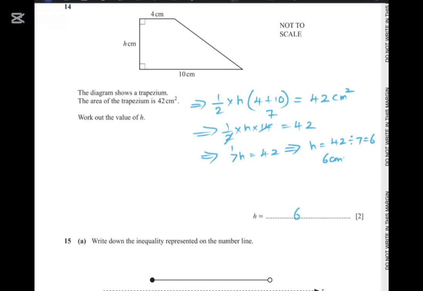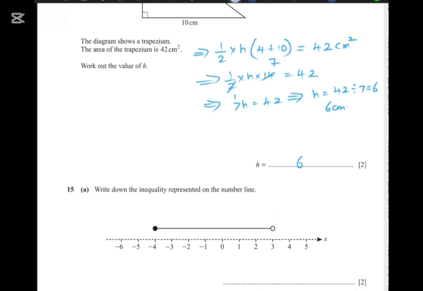Question number 15. Write down the inequality represented on the number line. Whenever an inequality is given, you need to make note of whether the circle is shaded or not shaded. It is starting from -4 and it's given as x here, so use x as the variable. -4 less than or equal to x should be taken because the circle is shaded here. Then less than 3, it is ending at 3, so just less than because the circle is not shaded here.